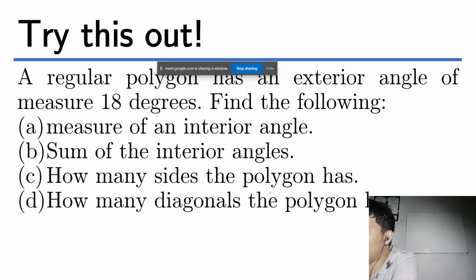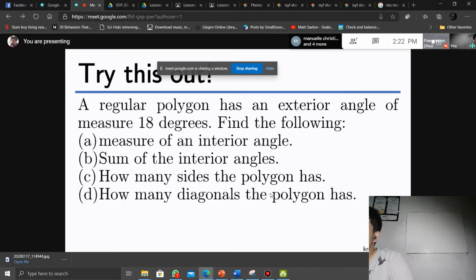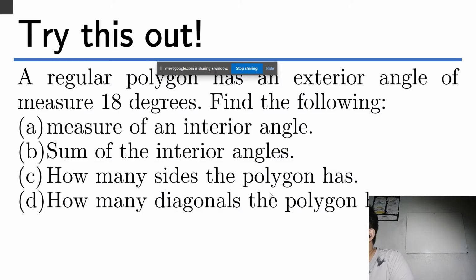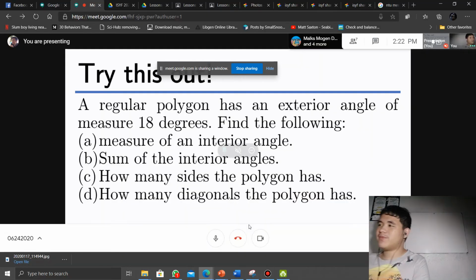Okay? Sige. Let's have a short break. Short example. Sige nga, try this out. A regular polygon has an exterior angle of measure 18 degrees. Find the following. Then, send your answer sa group chat natin. I'll just give you 2 minutes to do this. Sige, go. Dali lang yan.